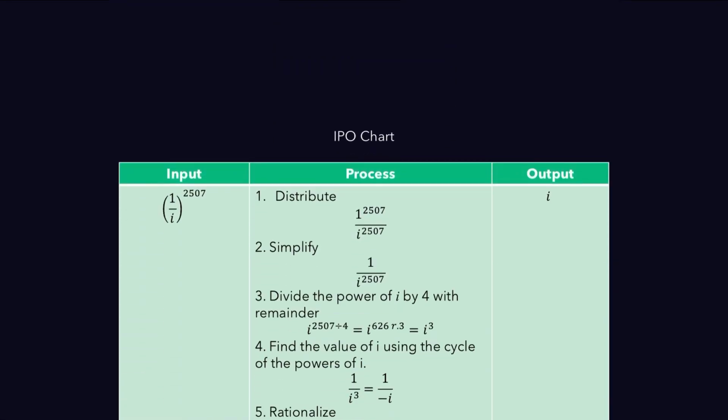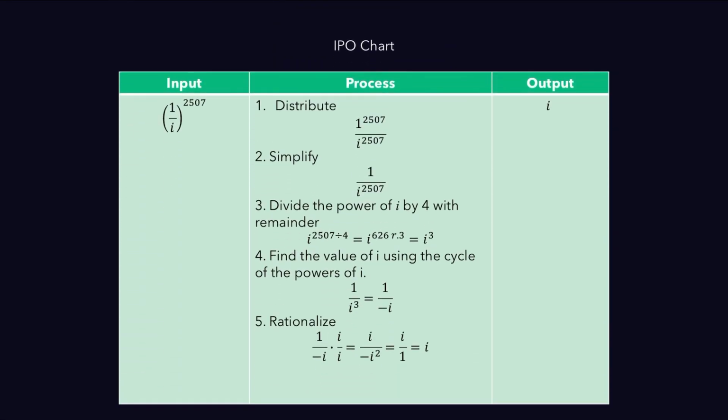Now, let's move to the fourth number. Simplify the quantity of 1 over i raised to 2507. Here, we have the IPO chart. And for the input, we have the quantity of 1 over i raised to 2507.